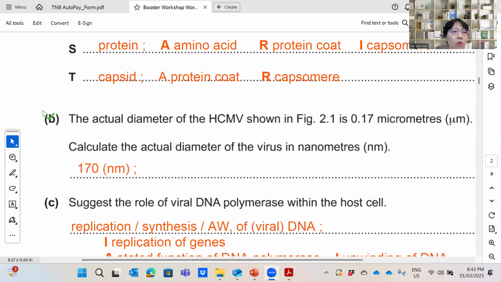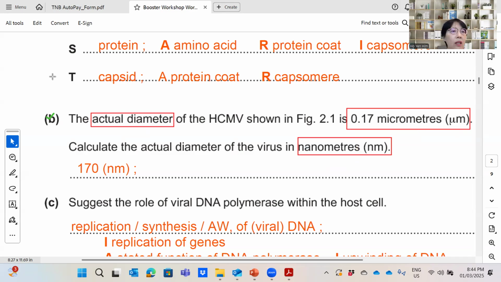Record. So question B, the actual diameter of the HCMV is shown in the figure. So the diameter given is actually 0.17 micrometer. This is a very straightforward question. They ask you to calculate the actual diameter in nanometers. So very easy. They actually ask you to convert only, isn't it? From micrometer, convert to nanometer.